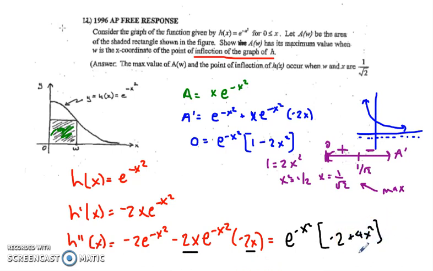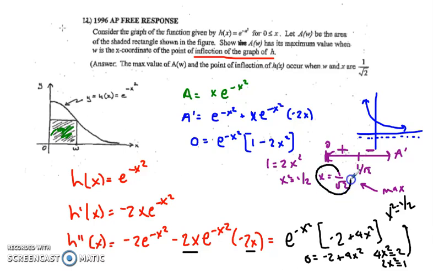So once again, for the inflection point, I need to set this second derivative equal to 0. e to the negative x squared will never equal 0. So I really just need 0 equal to negative 2 plus 4x squared, which means 4x squared equals 2, which means x squared equals 1/2, and x equals 1 over the square root of 2, just like we thought it would be.